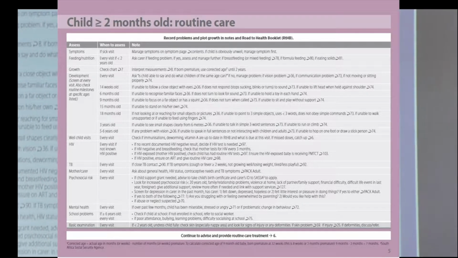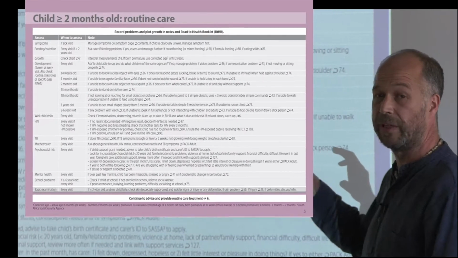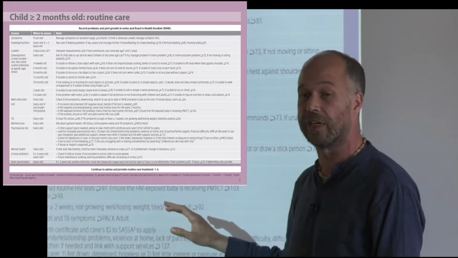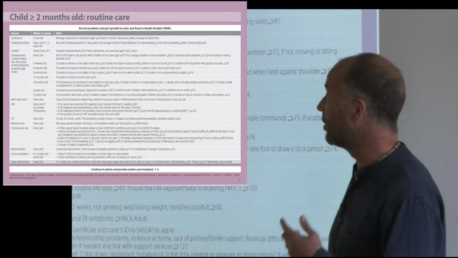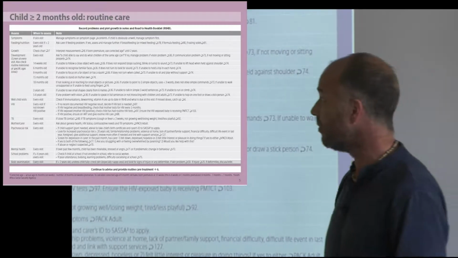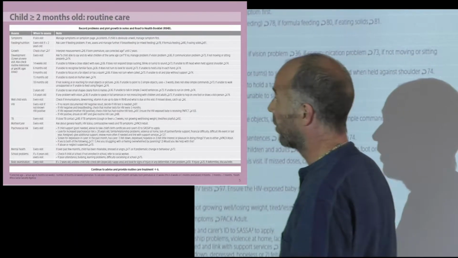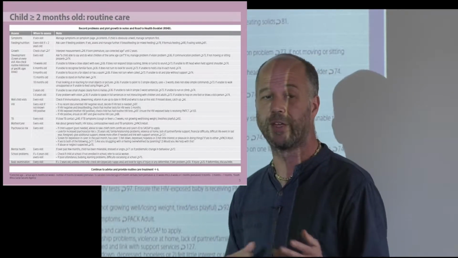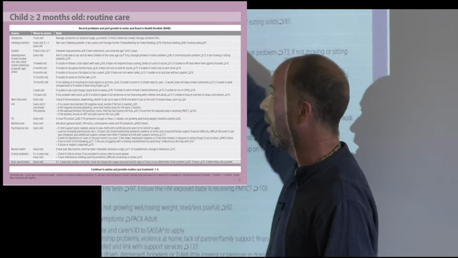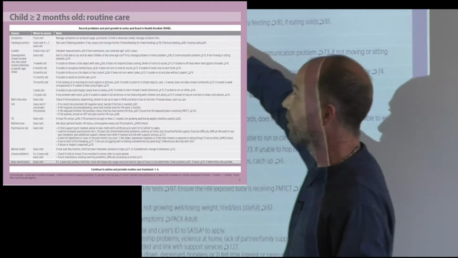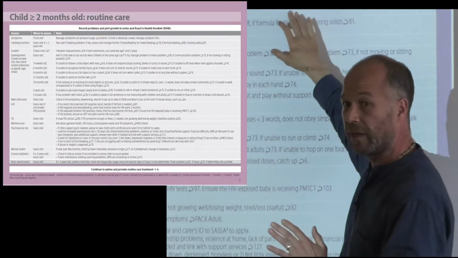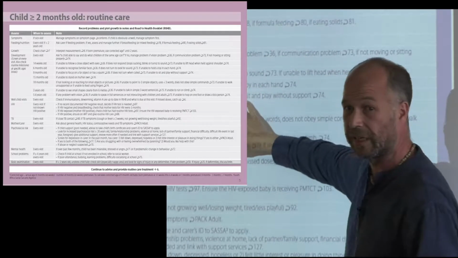This is a page from the Pact Child Guide, and it's arguably the most important page in the guide. It's to be used in every consultation, and it introduces a different structure to the consultation, where normally a child might present with symptoms that are then treated. Here, Pact Child is saying, child presents with symptoms. If it's not an emergency, then you park the symptoms and then switch to routine care.